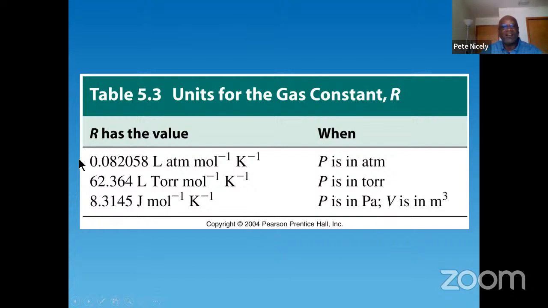All right, so these are all possible values of R depending on the units of pressure and volume that are being used in the ideal gas equation. In the vast majority of cases, we'll be using this value of R right here, all right? But there's one particular case later on in this chapter where this is the value of R that we have to use. And I'm going to explain why that is important when we get to that particular topic.